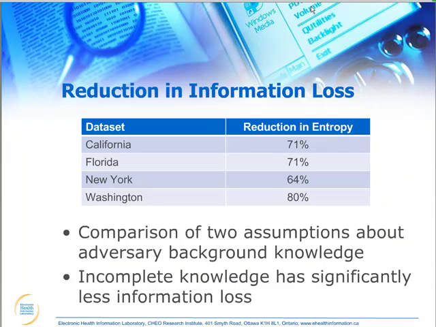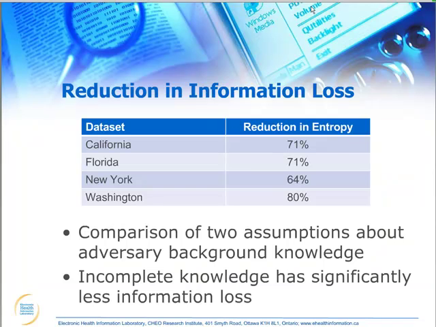A commonly used metric for information loss is entropy, and there are many good reasons why entropy is preferable to other metrics. We evaluated it on the state inpatient databases for 4 states, 2007 or 2008 depending on the year: California, Florida, New York, and Washington. These are very large longitudinal data sets. Here we can see the reduction in entropy compared to the baseline from using the relaxed assumption about the adversary. The key point is that there can be a huge reduction in entropy, a huge reduction in information loss, when we modify the assumptions about the background knowledge of the adversary.